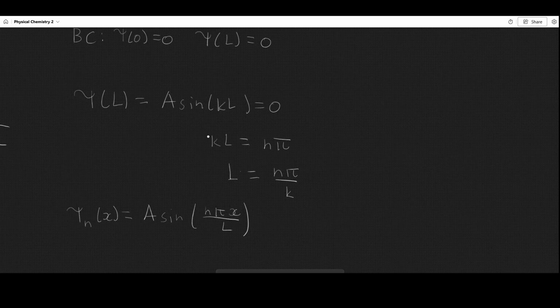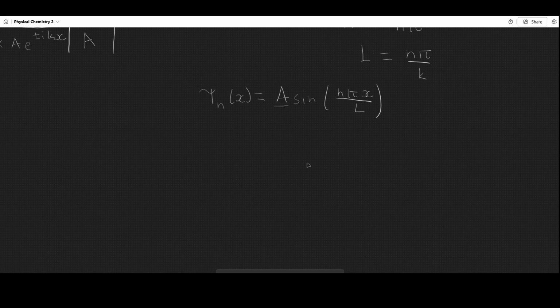But there's still something missing, right? We don't know what this a is. And so that's where normalization comes into context here. And so what does it mean to normalize? To normalize for the probability density, this means that 1 is the area under the curve. And so how do we define mathematically what the area under the curve is? It's through an integral. So I'll write an integral. And so we're integrating from 0 to L, and it's going to be psi star psi dx.